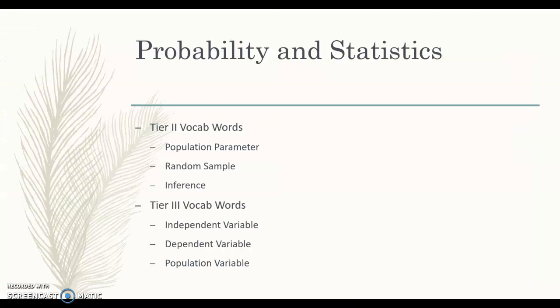For my vocab words, it was a probability and statistics lesson. Our tier 2 vocab words are population parameter, random sample, and inference, and my tier 3 vocab words are independent variable, dependent variable, and population variable. I created a vocab tree that would show how I would use it in a classroom, maybe giving this as an example to students so they can see how a vocab tree works, since they may have never seen one.